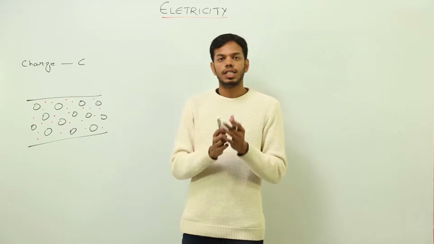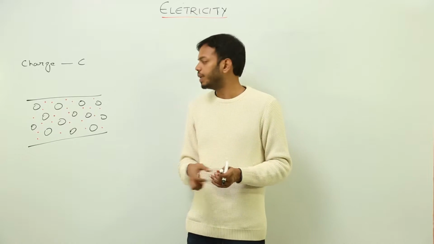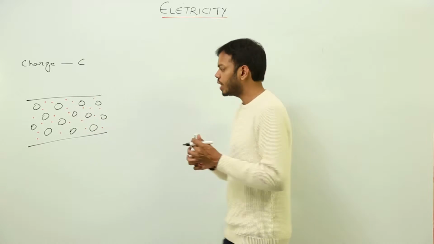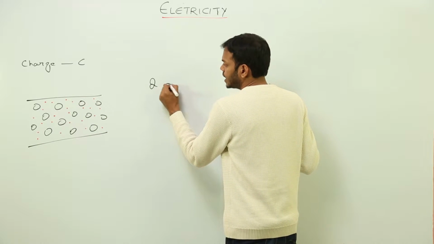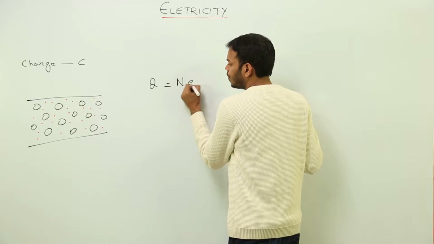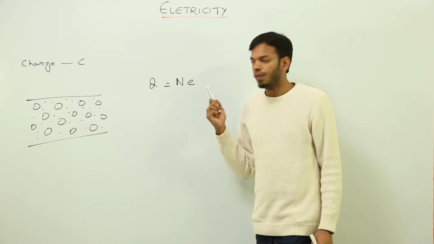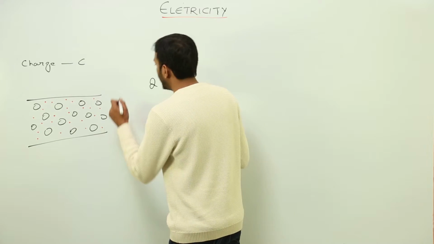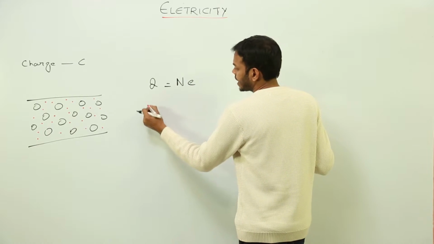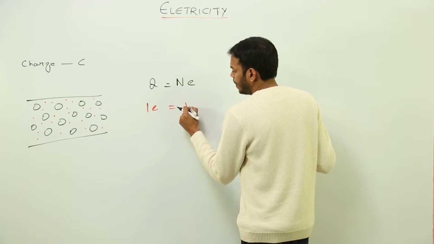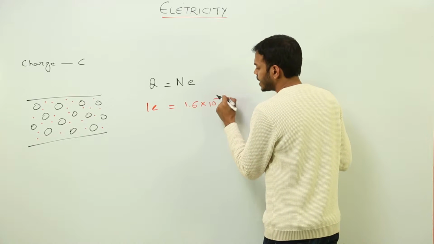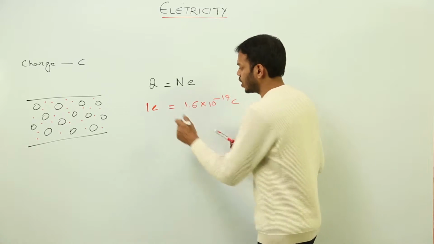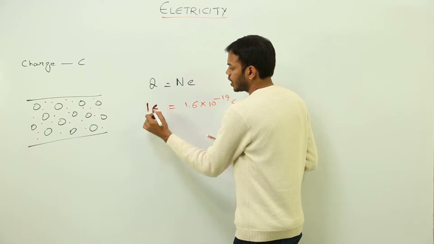Charge, as we have already discussed, is built by all of these free electrons. So that means total charge would be some number of electrons, right? For that, we need to know the charge on one electron. The charge on one electron is 1.6 into 10 raised to power minus 19 coulombs. This is the value of charge on one electron.